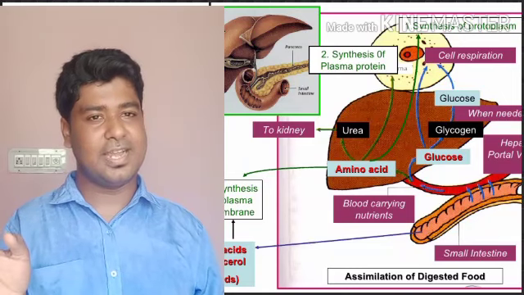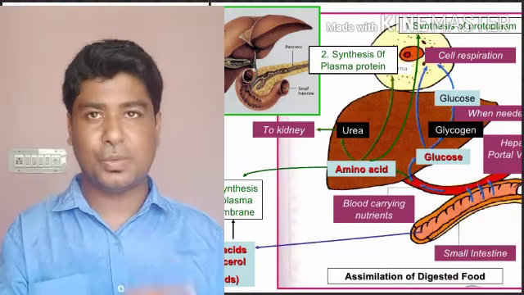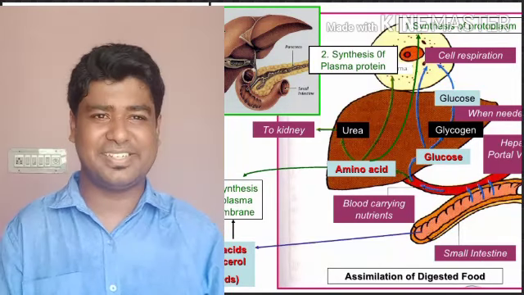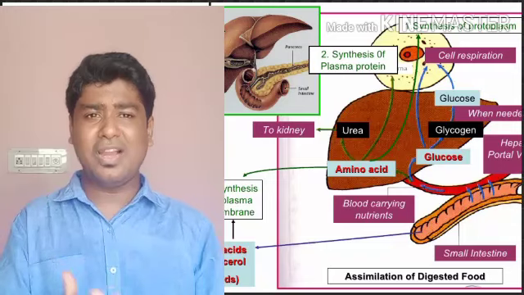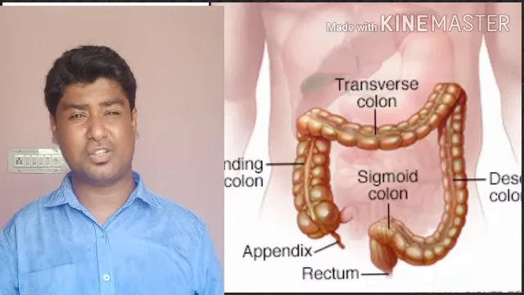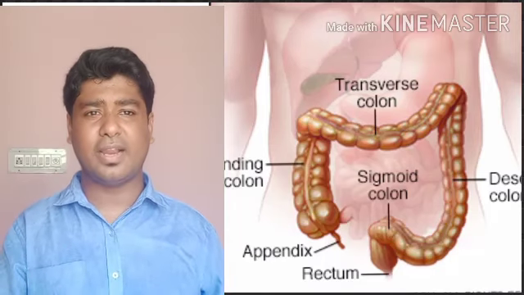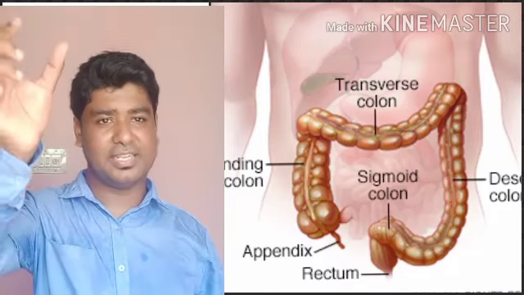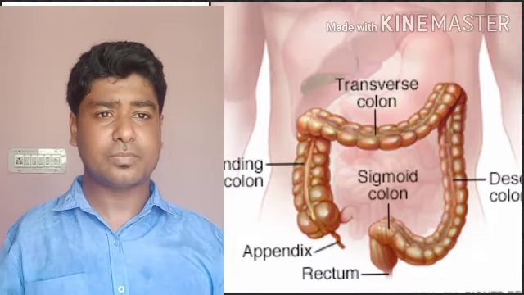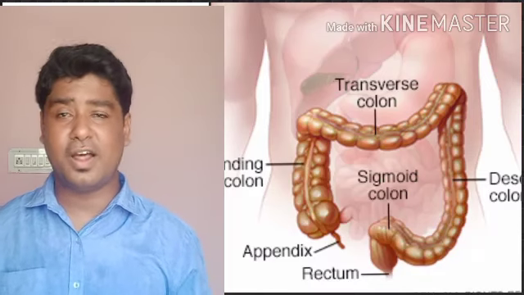So digestion over, absorption over, assimilation over. So what is left? There is one more part in the digestive system. What does it do? Let us understand. The small intestine is connected further to the large intestine. That is also known as colon. It has 3 parts: ascending colon, transverse colon, and descending colon. What is the function of this large intestine?